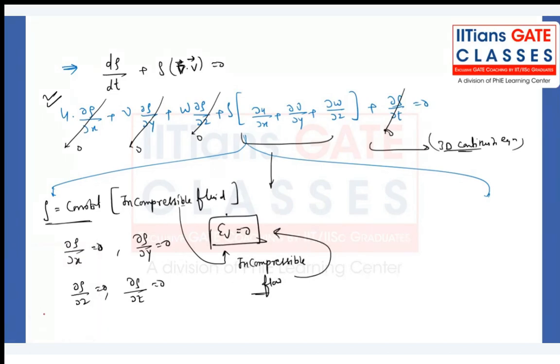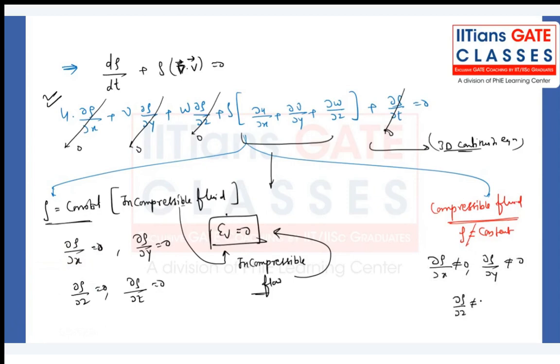Now, second possibility, compressible fluid. For example, I am taking a compressible fluid. Compressible fluid means density is not constant. It may vary with respect to x, with respect to y, with respect to z, with respect to t. Now, for example, dou rho by dou x is not equal to 0, dou rho by dou y is not equal to 0, dou rho by dou z is also not equal to 0, dou rho by dou t is also not equal to 0.